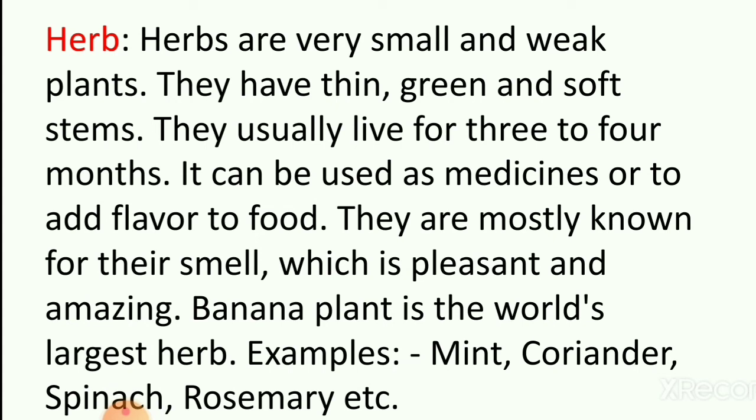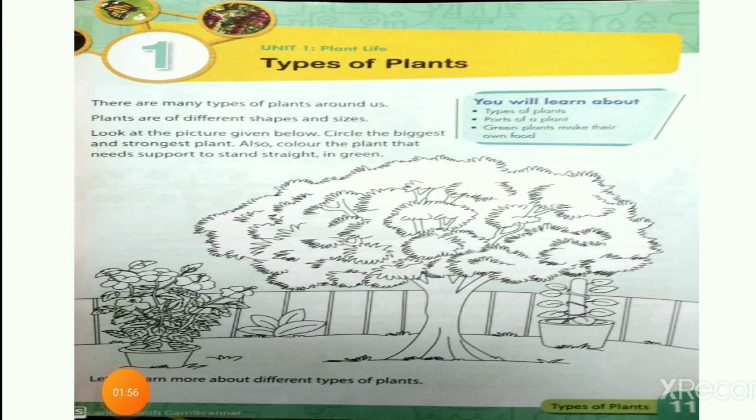So we have completed the reading. Now we will do some revision of what we have done in this lecture. So again we will go to the first page and see what we have learned today. First we learned that there are many different types of plants with different size, shape, color, etc. In that we have learned three types.